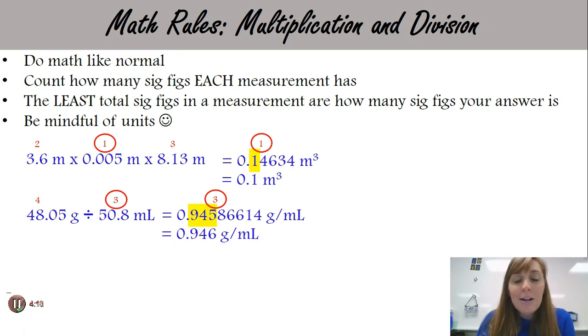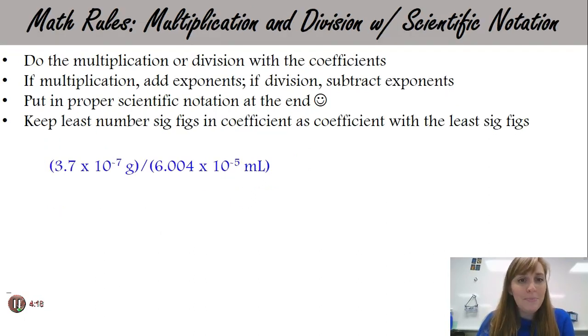Let's make it a little bit harder and do some scientific notation. So when we're doing scientific notation, you do the multiplication or division with the coefficients. If multiplication, you're going to add exponents. If division, you're going to subtract your exponents. Put in proper scientific notation at the end if it changes it at all, and keep the least number of sig figs in the coefficient as the coefficient with the least sig figs.